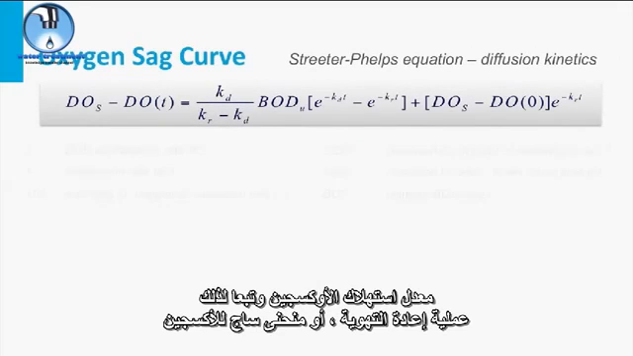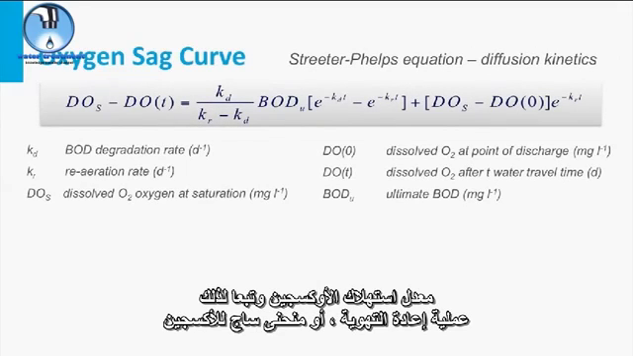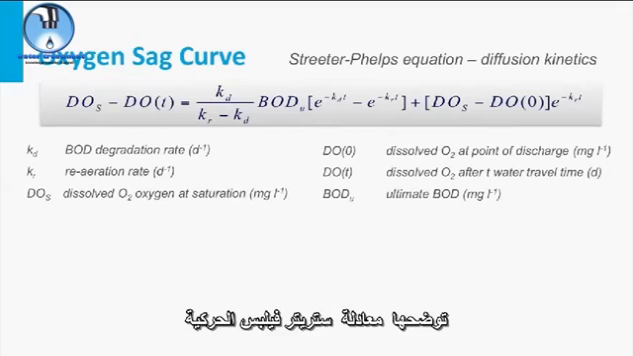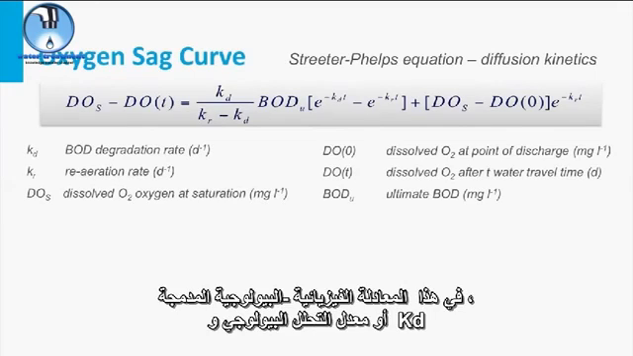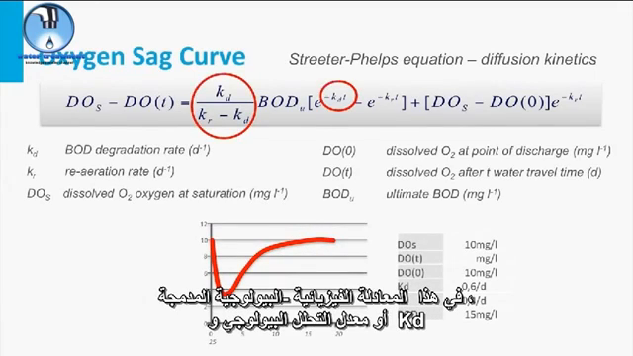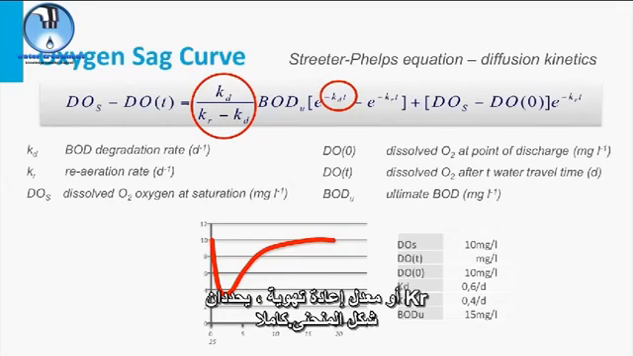The oxygen consumption rate and simultaneous reaeration process, or oxygen sag curve, is described by the Streeter-Phelps kinetic equation. In this combined biological-physical equation, the Kd, or biodegradation rate, and the Kr, or reaeration rate, fully determine the shape of the curve.